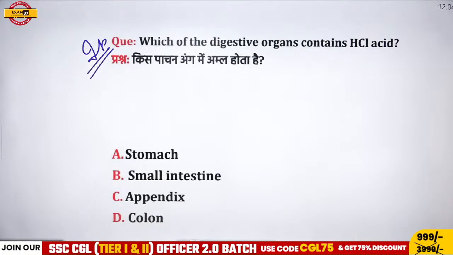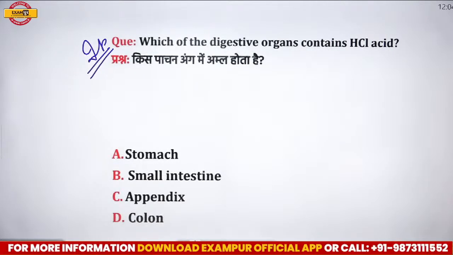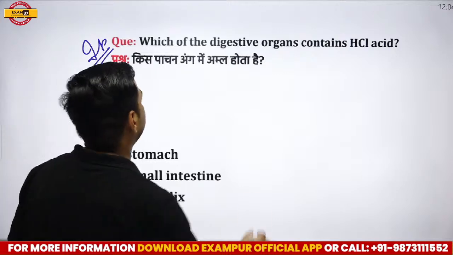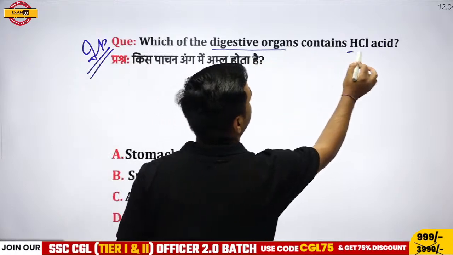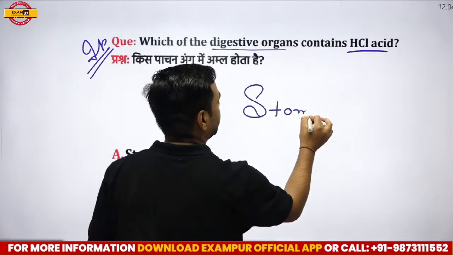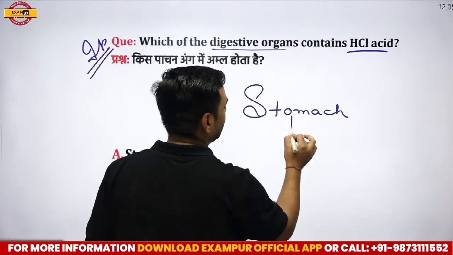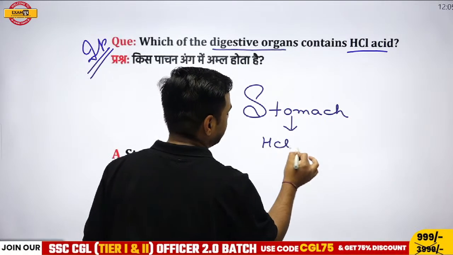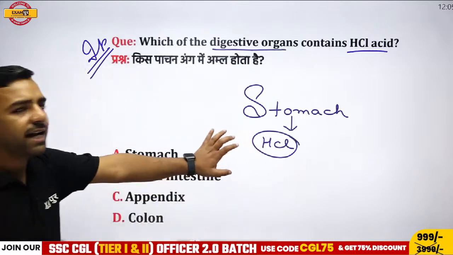So Vikram is the first one to answer stomach, and that's absolutely correct. Akileshwar, totally correct, very good. If I talk about this part, that is the digestive organ which contains HCl. So in our body, we have the stomach. And here in the stomach, we have HCl. Now this is HCl, that is hydrochloric acid.